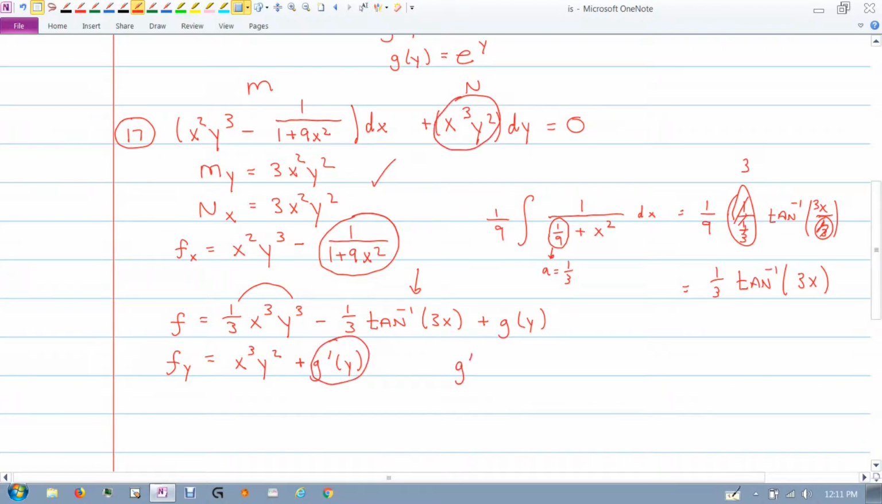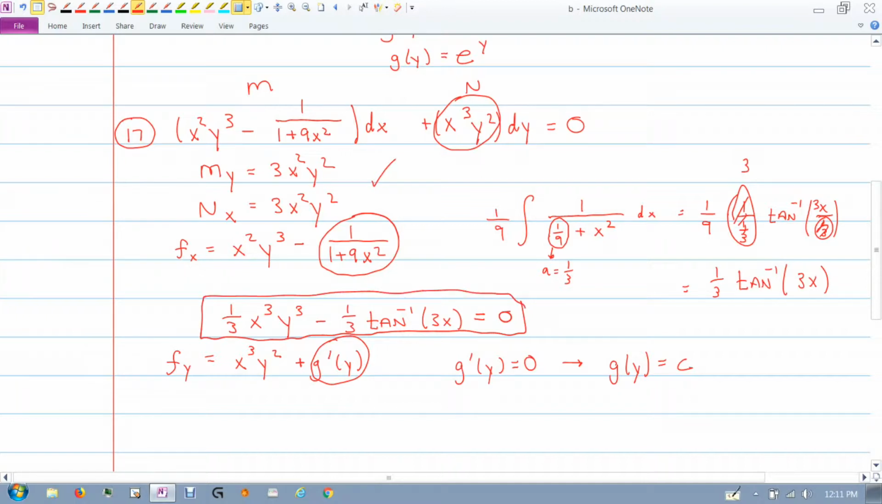So that means g prime of y is 0, which implies that g of y must be a constant, which we don't care about. So our final answer is that g of y is 0, so don't care, and then the equation is everything just the way it appears right here. So that is going to be number 17. And I've got to get to class, so that'll be it for now.